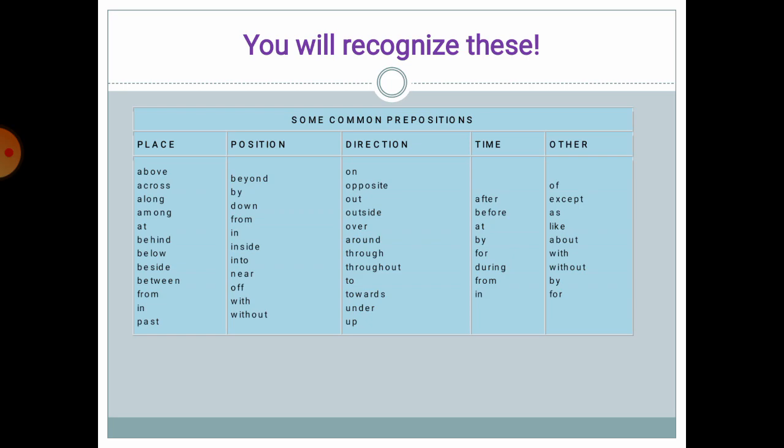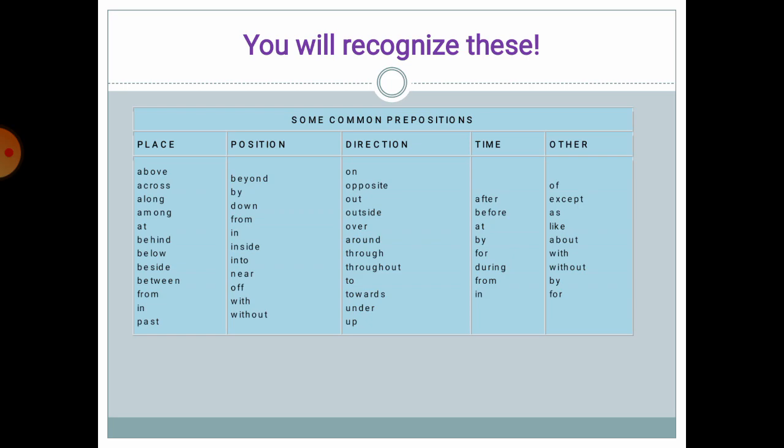You will recognize this. Some common prepositions. We have some prepositions for places, for positions, directions, time, or others. So I will read just a few of them. For example: above, across, along, among, at, behind, below, beside, between, from, in, past, beyond, by, down, from, in, inside, into, near, off, with, without.